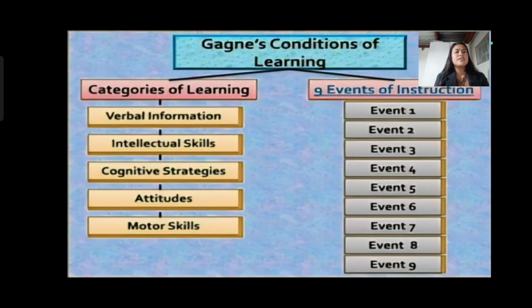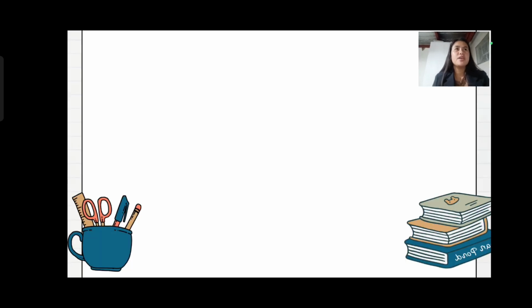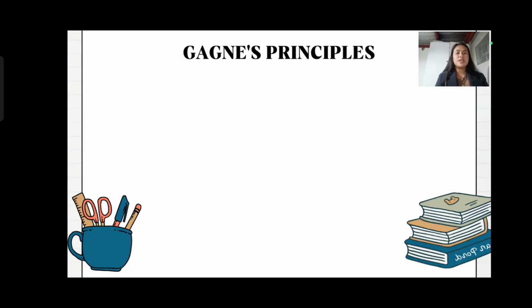So, Gagne's Conditions of Learning. There are categories of learning and 9 events of instruction. The categories of learning are 5: verbal information, intellectual skills, cognitive strategies, attitude, and motor skills. Then the 9 events of instruction. We will learn later what the categories of learning and the 9 events of instruction are. Before that, we proceed to Gagne's principles.